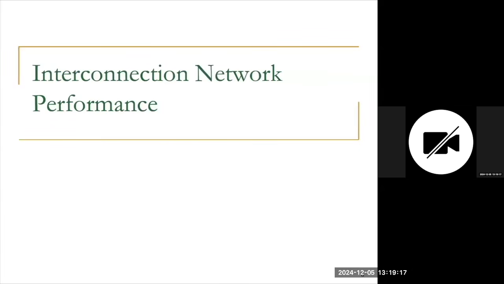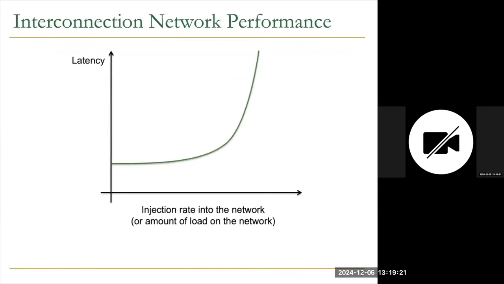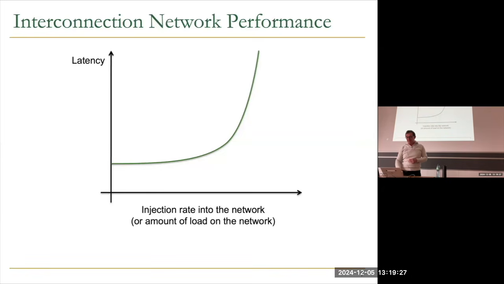We also talked about interconnection network performance. I'll go through this a little bit because I think this is important. This is a really fundamental curve. Essentially, it's called a load latency curve. Load is really the x-axis, which could be measured in different ways, but one way of measuring it is to measure the injection rate into the network. This is the rate of packets that go into the network every second, let's say, or every clock cycle.